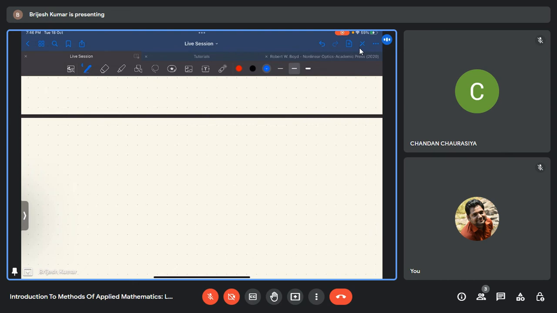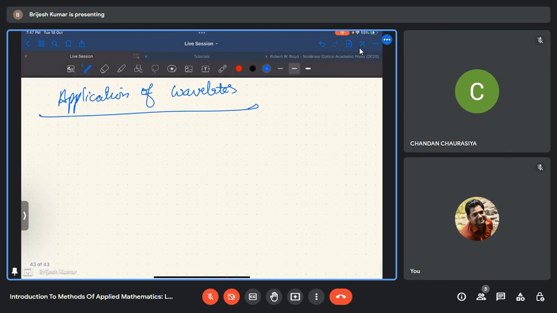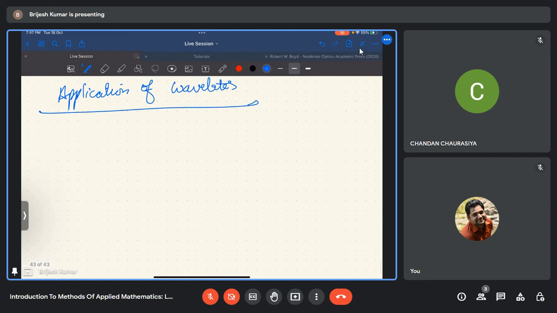It's 15 minutes, so we can talk about some applications of the wavelet transform. First, we can use the wavelet transform for image compression, or mostly image processing we can say.